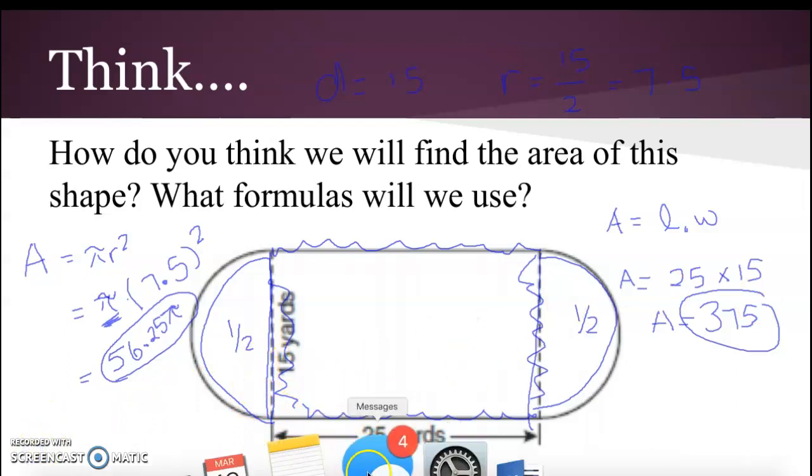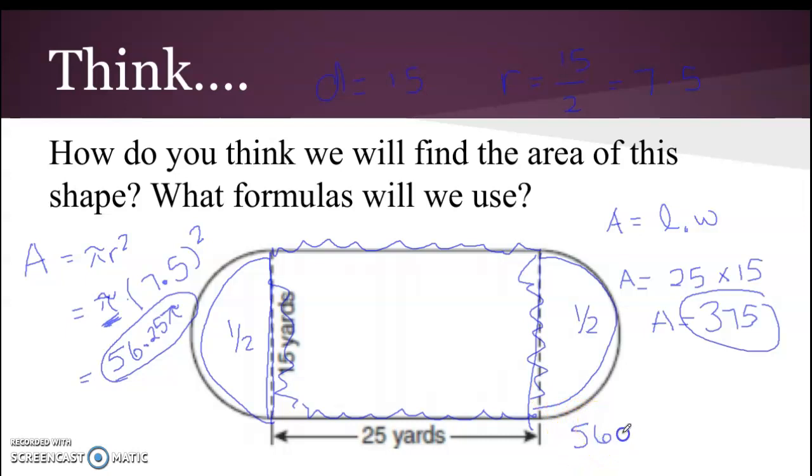So I hope you had a minute to just think about this. We're going to add these two guys together. And when we add this together, our final answer, because I said to leave it in terms of pi, is going to be 56.25 pi plus 375. We're just going to leave it in terms of that.